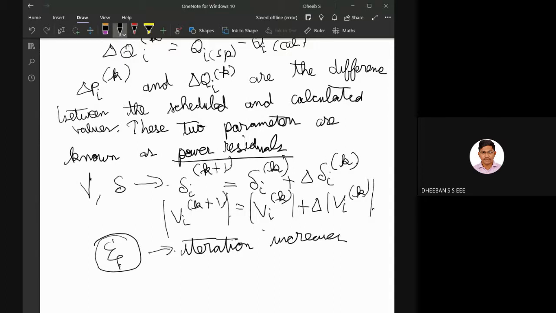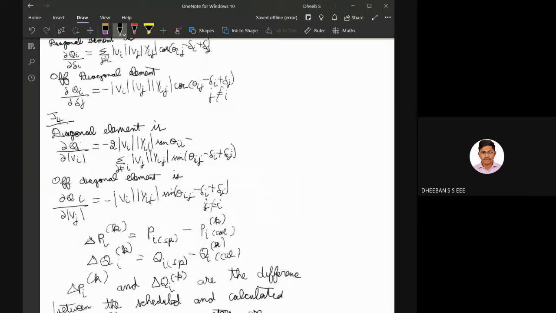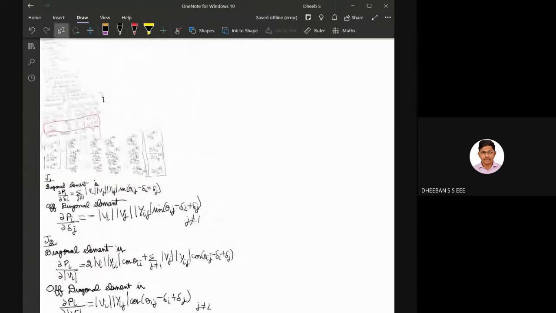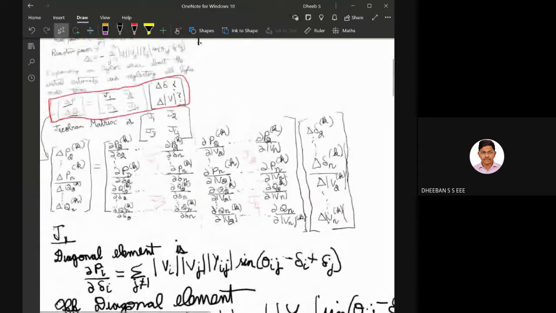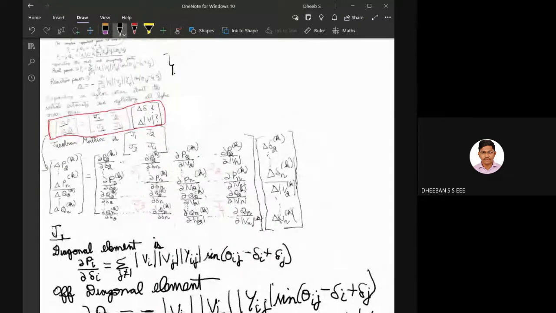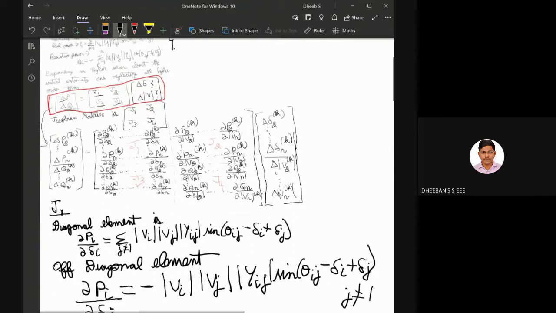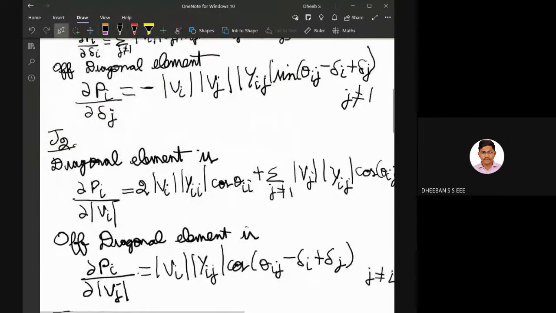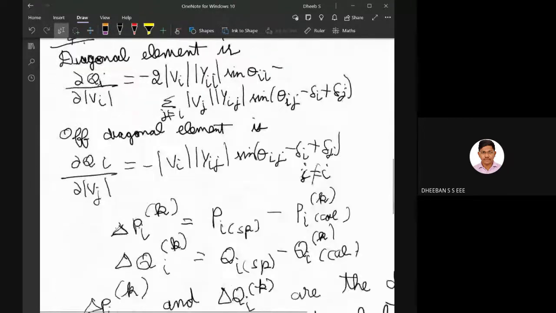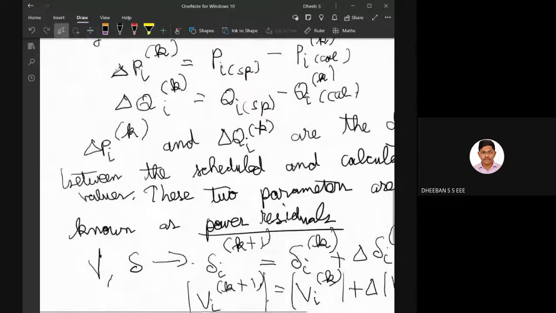So you just know up to this. For your Newton Raphson methodology, this equation is a very important equation. From this equation, you have to find del and del v, and over here you have to determine your Jacobian matrix. So these are the formulas for finding a Jacobian matrix, and after finding the Jacobian matrix, you have to find your real and reactive power.